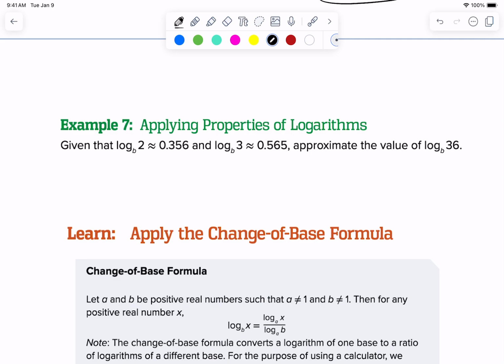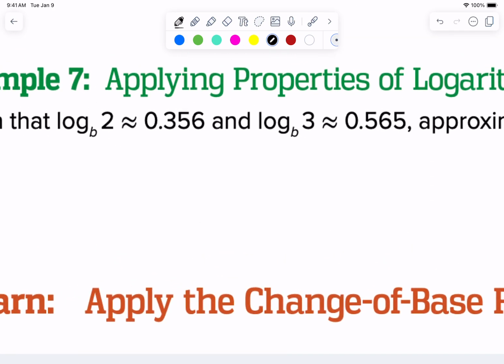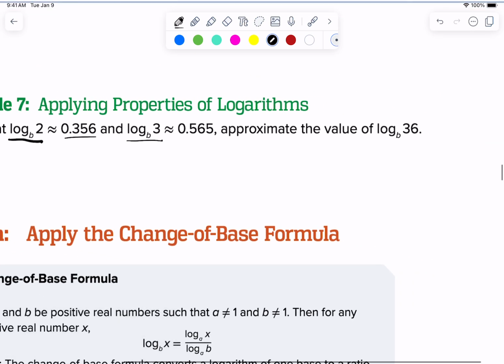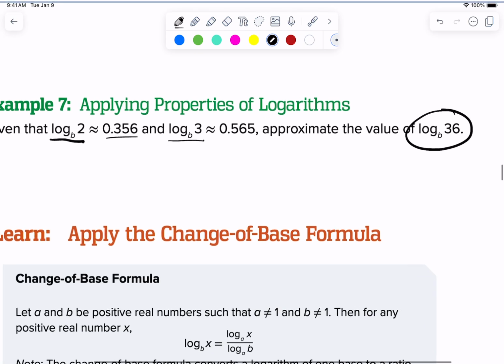And these ones are kind of weird because people just lose their minds. It's not supposed to be that hard, okay? We know they are telling us what log base b of 2 is. They give me the decimal. And what log base b of 3 is. So what we want to do is find the value of log base b of 36, and we want it in terms of 2 and 3, right?